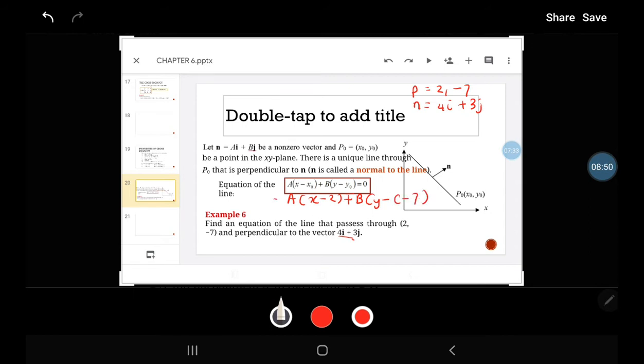Okay, do we know the value of a and b now? Yes, we know, because this is the vector. So our a here is 4 and our b here is 3. So include that into the formula. So this answers example 6. That's all. Okay, so now moving on to the next slides.